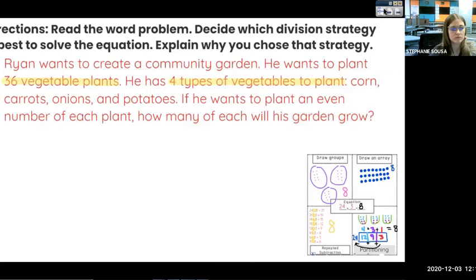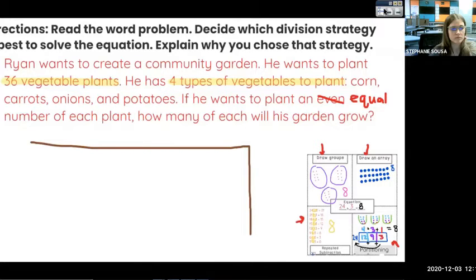I know that even here is a synonym for the word equal, so he's wanting to plant an equal number of each type of plant. So I'm going to think about whether I'd like to use groups, array, repeated subtraction, or partitioning. I'm thinking about the way a garden looks. In my head, when I think about a garden for a community, I think about a wooden rectangle box with soil inside of it. I know that rectangles look pretty similar to arrays, so I'm going to try to draw an array to solve this equation.